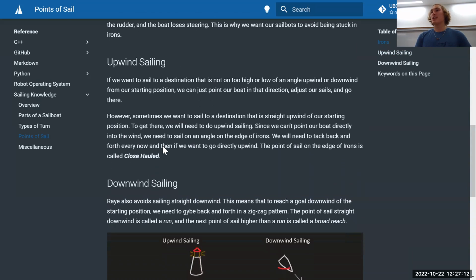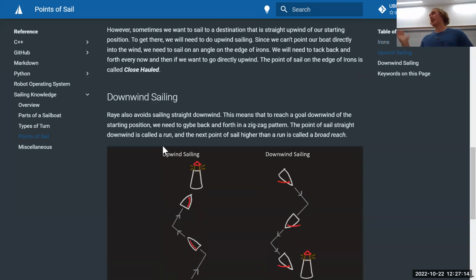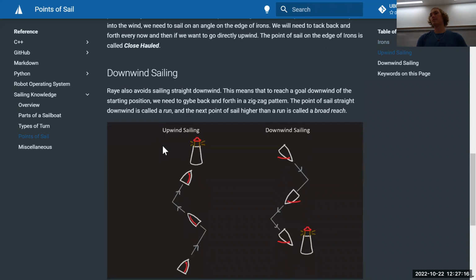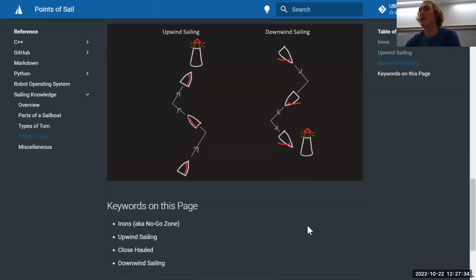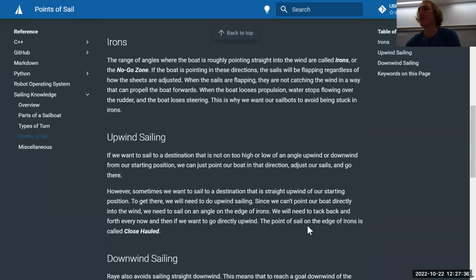So then upwind sailing, that's basically we're just tacking back and forth to make progress upwind. So if we're trying to sail towards this lighthouse, then we're just going to be on close hauled with the sail all the way in and tack back and forth. And then downwind sailing, and so in Sailboat, we try to avoid sailing straight downwind. So we also like to jibe back and forth so that we don't have to sail straight downwind. Yeah, that's about that for that page.